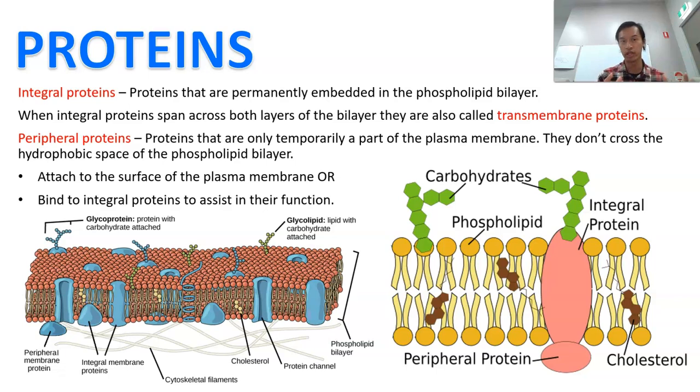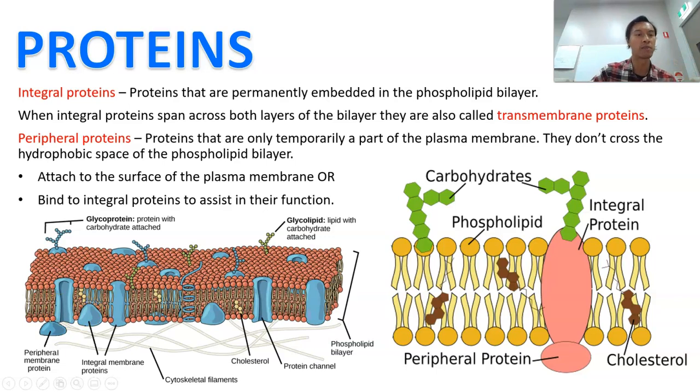Integral proteins are proteins that are permanently embedded in the phospholipid bilayer. When integral proteins span both layers of the phospholipid bilayer, we also call them transmembrane proteins. So, for example, here is an integral protein that cuts through the whole thing and is considered a transmembrane protein. Here's one that only cuts halfway through and is considered not a transmembrane protein. The word integral actually means integrated, which is woven into the plasma membrane, and it's permanently embedded.